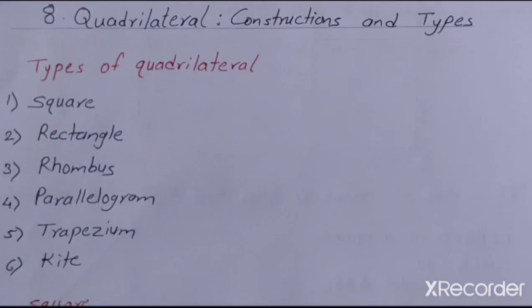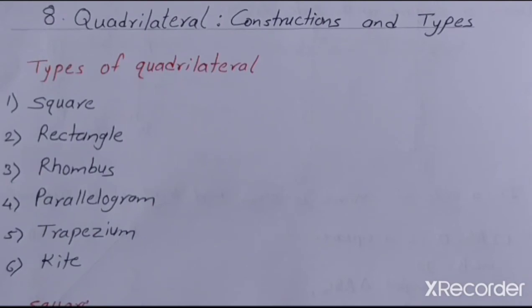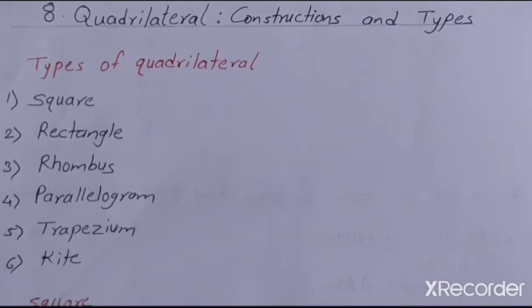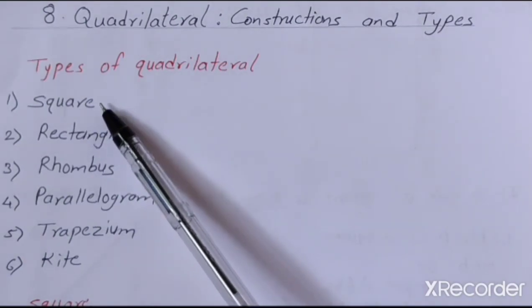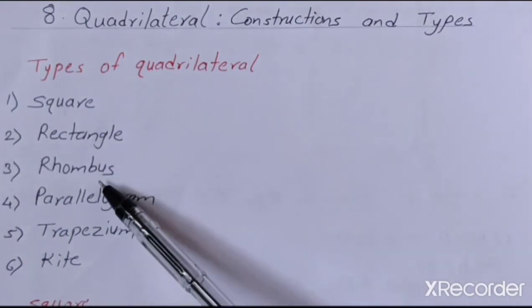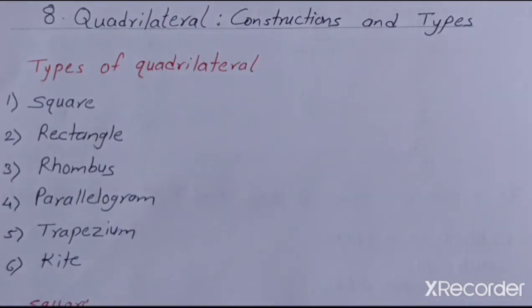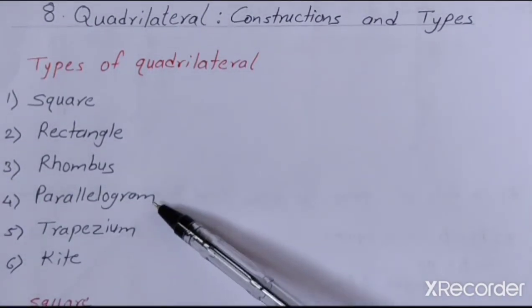So in this video we studied some properties, construction and some numericals of these first three types, that are square, rectangle and rhombus. That's it in this video. See you again in the next video with the remaining three types, parallelogram, trapezium and kite.